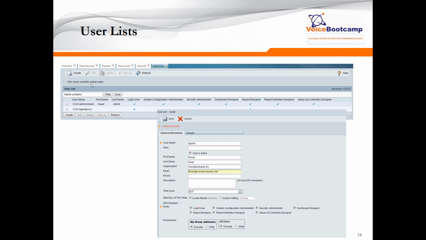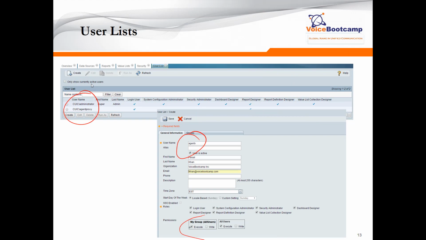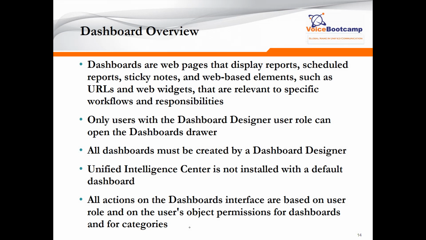In the user list, you can configure multiple users. So here's an example of a user I'm creating. I'm defining different privileges. As the user logs in, whether they can modify the system or not will depend on their privileges. Dashboards are web pages that display reports, scheduled reports, sticky notes, and stuff like that.